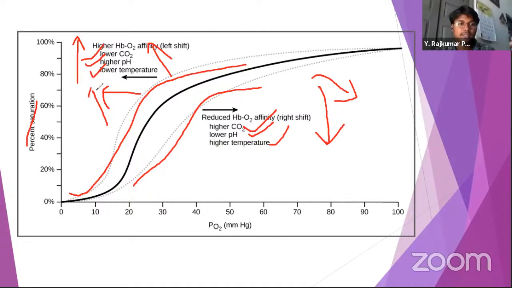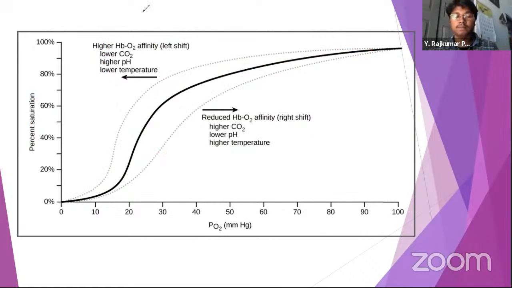Hope you are understanding. So altogether it makes a sigmoid curve. Okay, so this is about the oxygen dissociation curve. Let me repeat it again for your understanding.